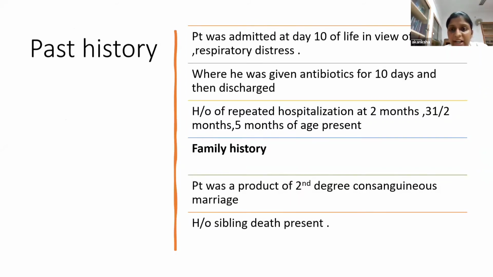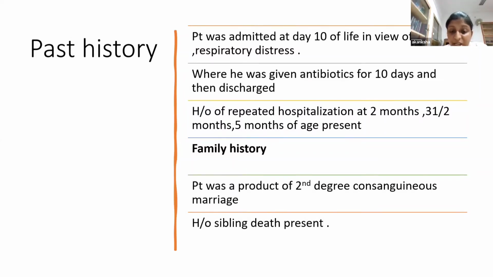Past history was very significant in this patient. Patient was admitted at day 10 of life in view of fever and respiratory distress, where he was given antibiotics for 10 days and was then discharged. History of repeated hospitalization in view of respiratory distress was present at 2 months of age, 3.5 months of age, and 5 months of age.